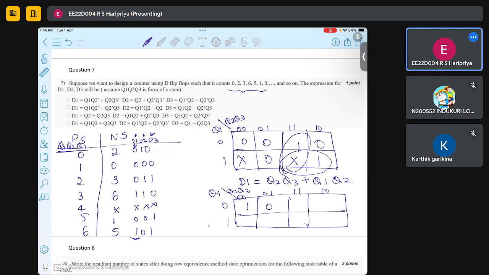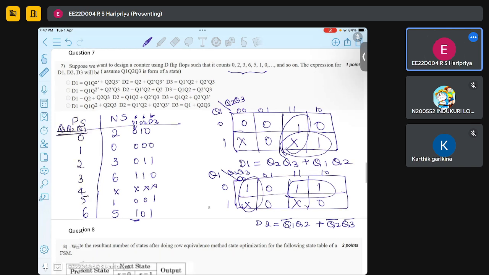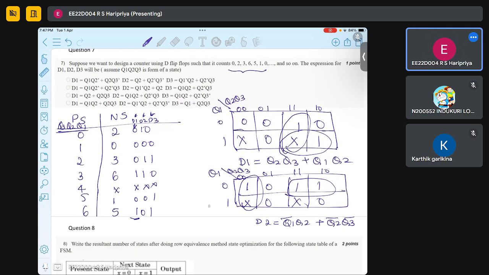In 1, 0, 1, 1, X, 0, 0, X. Like this. D2 is equivalent to Q1 bar Q2 plus Q2 bar. And one more.